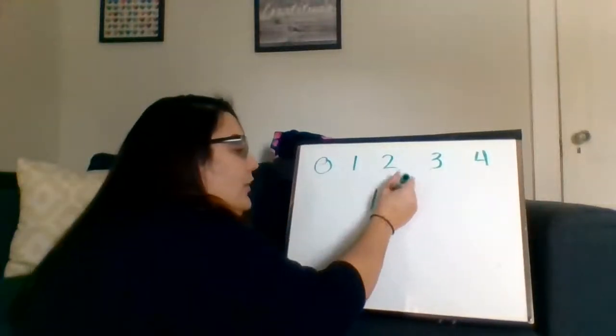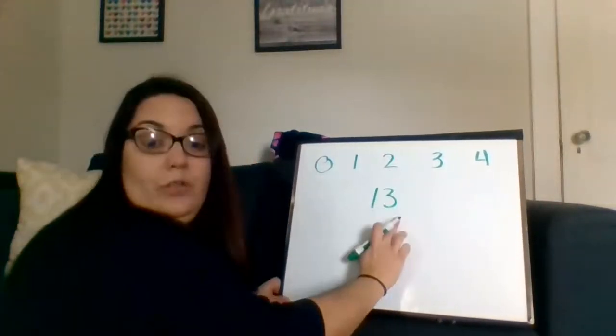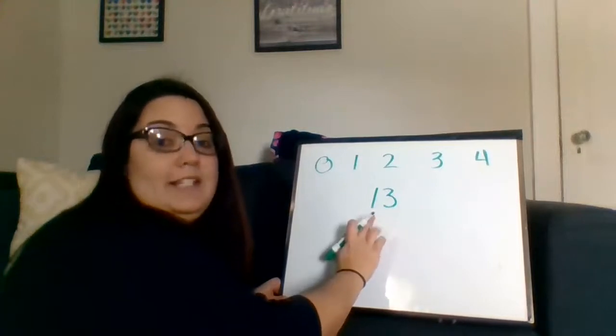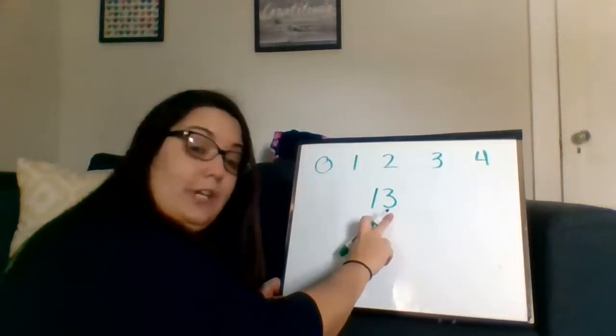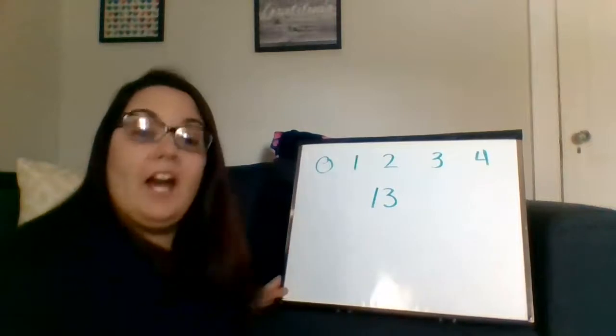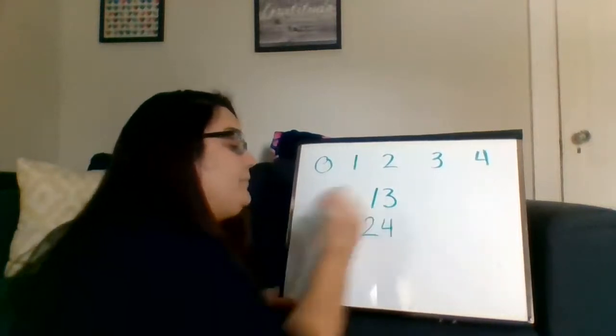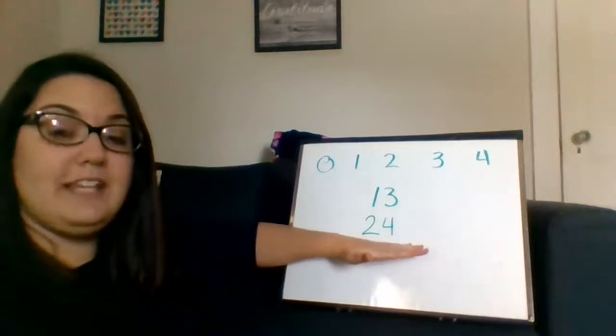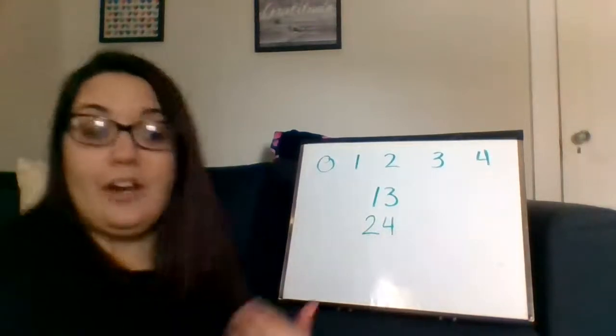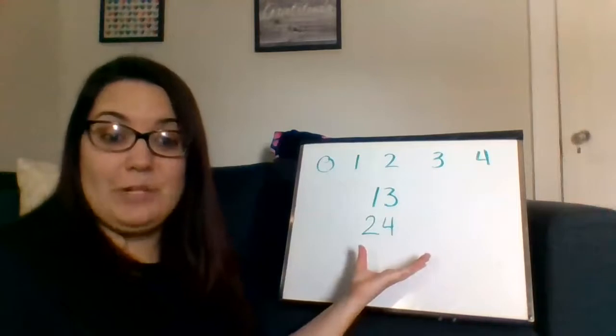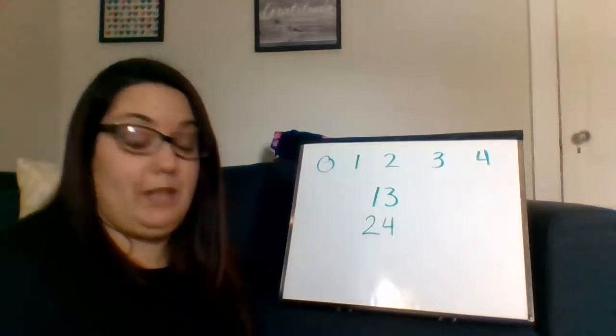Like 13 has a 1 and a 3. Our 1 is in the tens place and our 3 is in the ones place. Another example of a two-digit number is 24. There are two digits in this number. We are going to learn how to add these two-digit numbers together using our base 10 blocks.